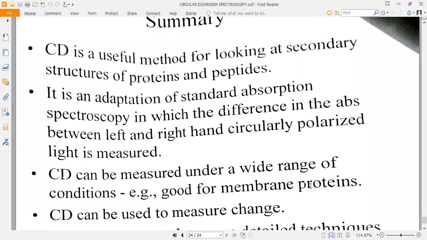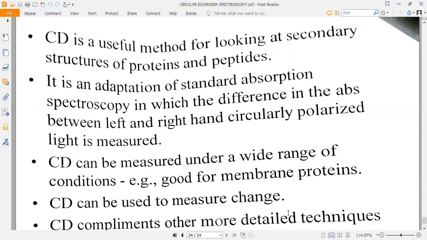Again, a summary of the CD is: CD is a useful method for looking at secondary structures of proteins and peptides. It is an adaptation of a standard absorption spectroscopy in which the difference in the absorption between left and right-hand circularly polarized light is measured. CD can be measured under a wide range of conditions, like it is good for membrane proteins especially.